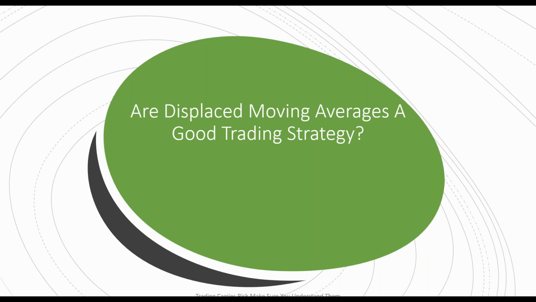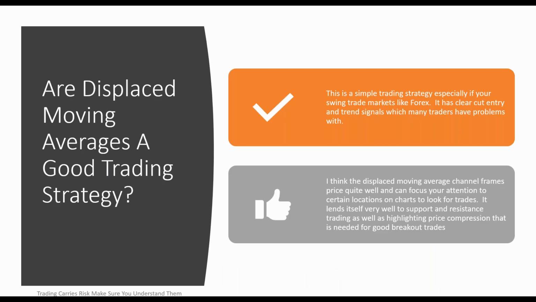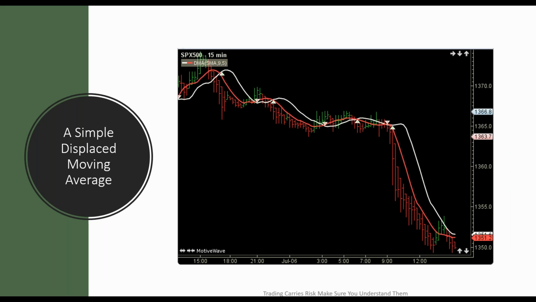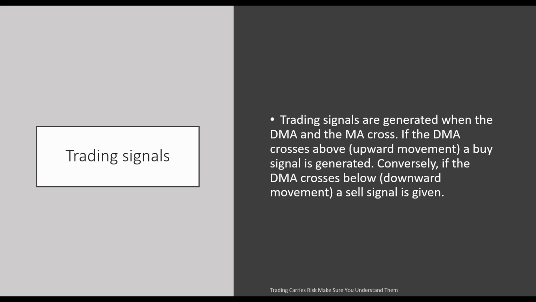Are they a good trading strategy? Okay, this is a simple trading strategy, especially if you swing trade. It's clear cut and easy. I think that displaced moving average channel frames price quite well and gives us a chance to buy above and below. And then using it as a crossover offers us a great way of taking an old, accepted method and moving it to a new generation. So a trading signal is generated when the DMA and the MA cross.